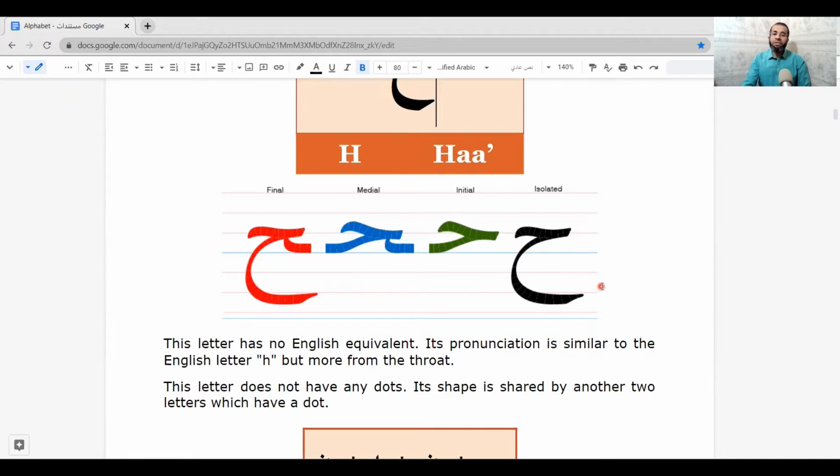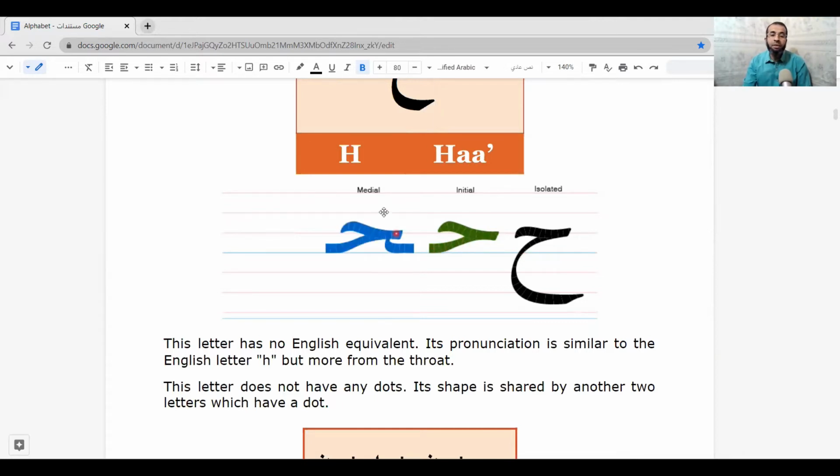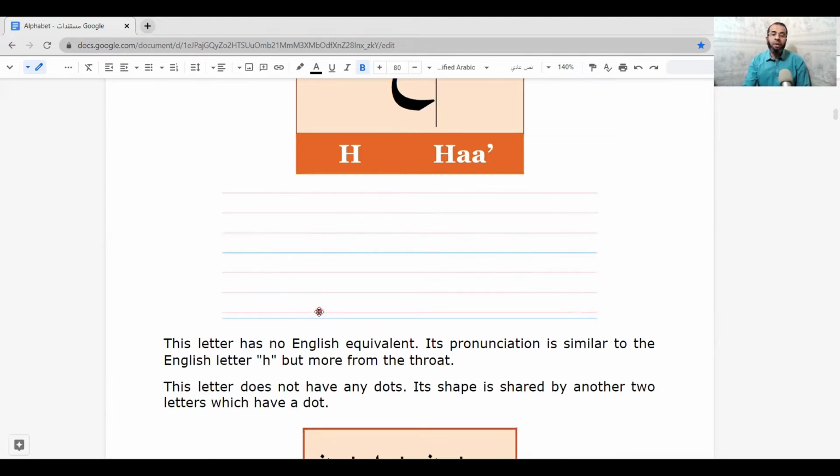Look here. It's written like this. When it is isolated, it's like this. When it is initial, we cut this part and keep only the upper part. When it is in the middle, like this. And when it is final, we restore the part in the bottom. Yes. So this is ha.